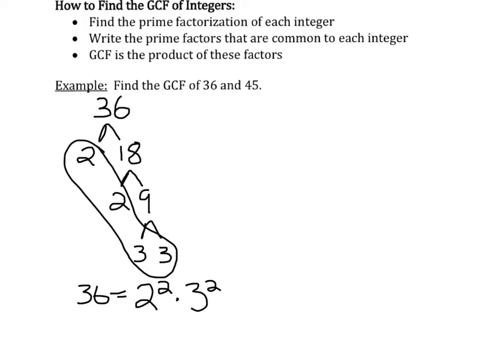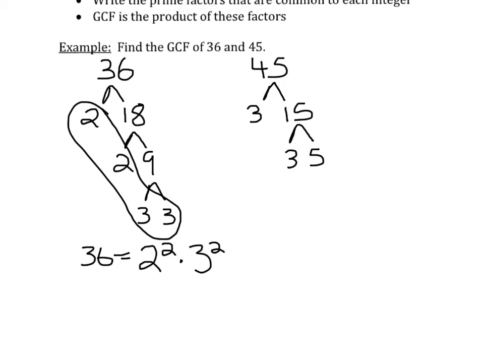Now I'm going to go to 45 and do the prime factorization of 45. 2 doesn't go evenly into it, but 3 does 15 times. 3 is prime, 15 is not, so I'll continue under 15. And 15 can be written as 3 times 5. And so I can rewrite 45 as 3 times 3 times 5, which is the same thing as 3 squared times 5.